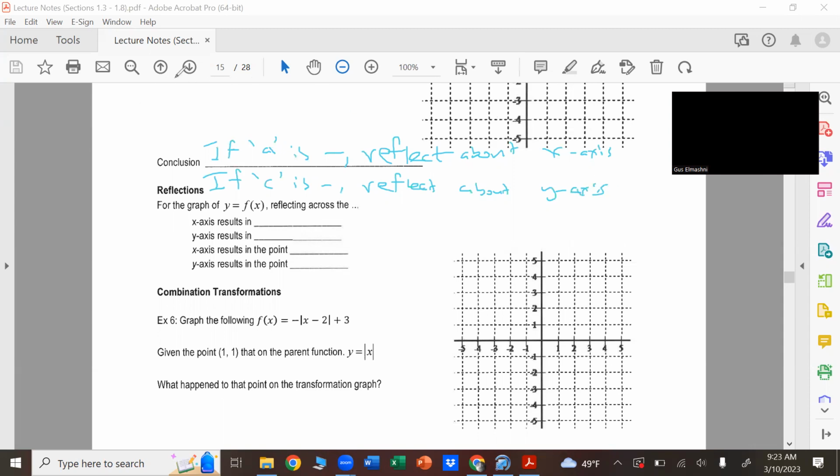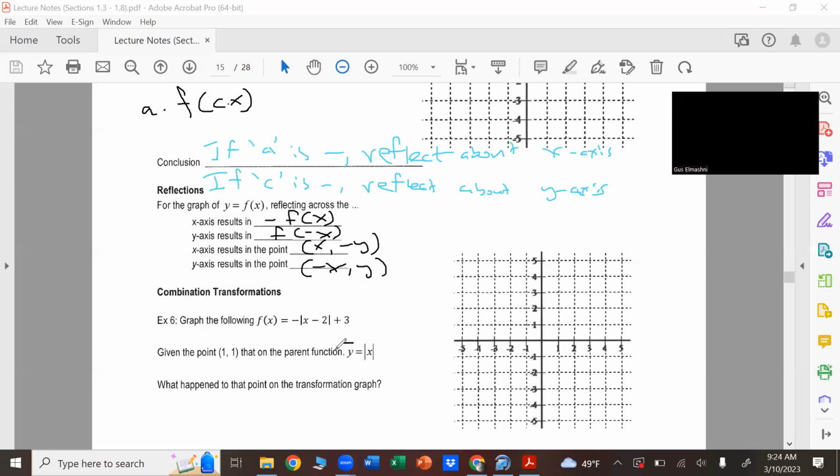And generally speaking, we're going to think of it like this. In general terms, A times F of C times X. A is the number on the outside that's multiplied, C's number on the inside will be multiplied by X. So reflecting across the x-axis results in negative F of X, and reflecting across the y-axis results in F of negative X. So the x-axis results in the point x comma negative y, and the y-axis results in negative x comma y. So now let's put it all together.